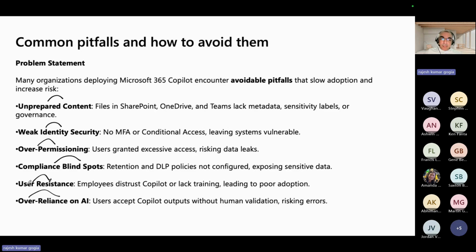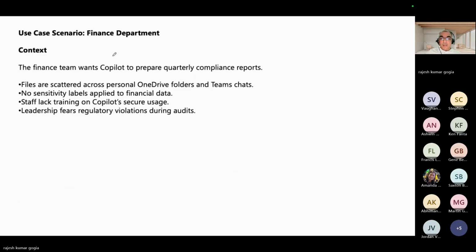So the problem lies with all the statements and the problem situations we have just discussed. They can encounter avoidable pitfalls, and definitely that slows the adoption and increases the risk, isn't it? So if this is a problem, then now coming up with the same situation, see?